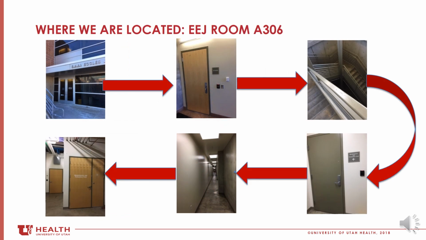We're located in the basement of the Emma Eccles Jones Medical Research Building, room A306. To get there, you enter the front door. Here, on the right-hand side, you'll see a door. It says stairwell or stairs, and you go down the stairs. And at the bottom of the stairs, you'll see a door. You go through the door, you go down the hall, and then you'll see the Metabolomics Proteomics core on the left-hand side.